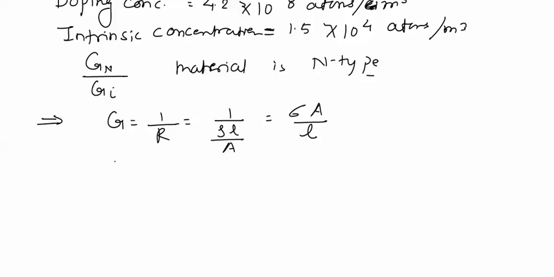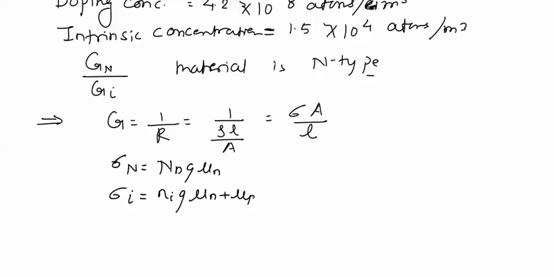Now for n-type semiconductor, conductivity is defined as sigma n equal to Nd into Q into mu n, and for intrinsic semiconductor, conductivity is defined as sigma i equal to Ni into Q into mu n plus mu p. Putting the corresponding values, we can calculate the conductivity for n-type and intrinsic semiconductor. But in the given problem, conductivity is not given directly, but a ratio of hole to electron mobility, mu p upon mu n equal to 0.4, is given.